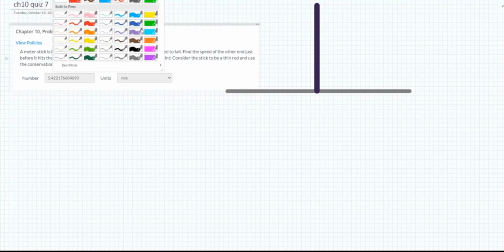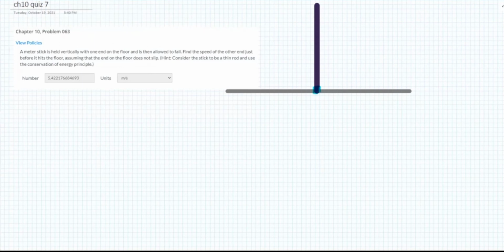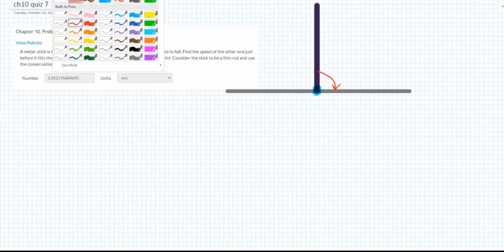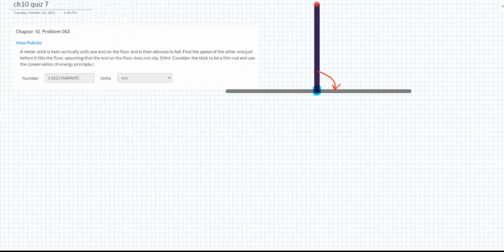This is kind of hinged in place. There's no slipping going on here. So when it falls over like this, it's going to swing through 90 degrees and fall on the floor, and we need to figure out the speed of the other end. The other end is referring to this dot right there. We need to find the speed of this dot when it hits the floor.